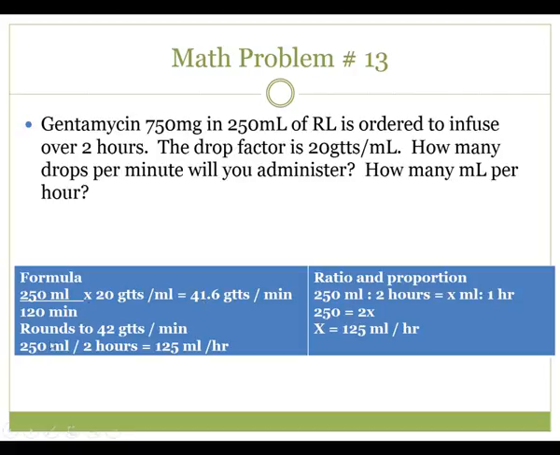Your mils per hour is 250 mils over 2 hours, which is 125 mils per hour. Ratio and proportion, 250 mils in 2 hours is the same thing as X mil in 1 hour. Solve for X, which means it would be 125 mils an hour in 1 hour to give the appropriate amount. And so the ratio and proportion and the formula for that come out the same.